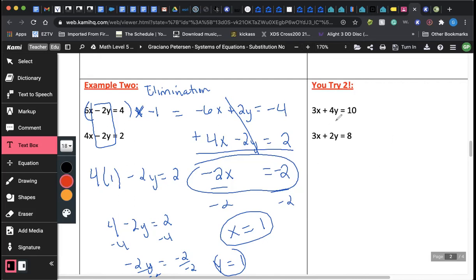But so you guys try it. I want you to try it with this number 2 here. I know you only saw one example, but I still want you to see if you can try it and get the answer. So remember, I had to multiply one of these equations by -1 to eliminate the variable. You might have to do the same thing in this one.